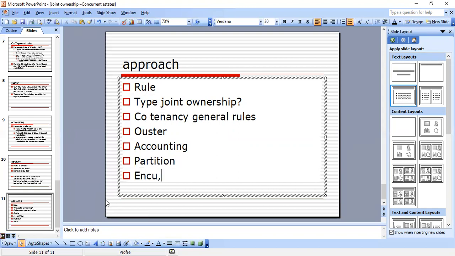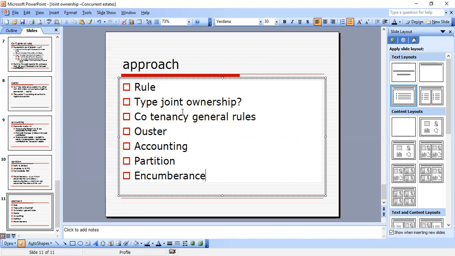Is there an encumbrance involved, which is a lot of MBEs? Encumbrance, I love this word. Encumbrance involved, then you're going to explain what's going to happen there. Do they encumber their own share? And if there is a lien, what's going to happen if the right of survivorship is in effect? Okay, so rule, what type of joint ownership is very important. There's 3 of them. Co-tenancy general rules are for all types of ownership. The ouster, the accounting, partition, encumbrance.